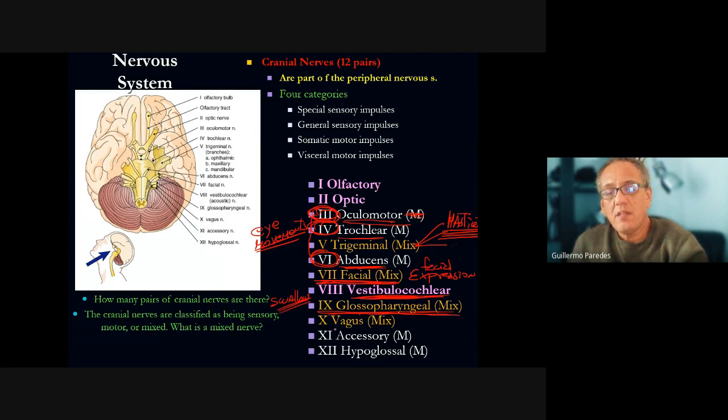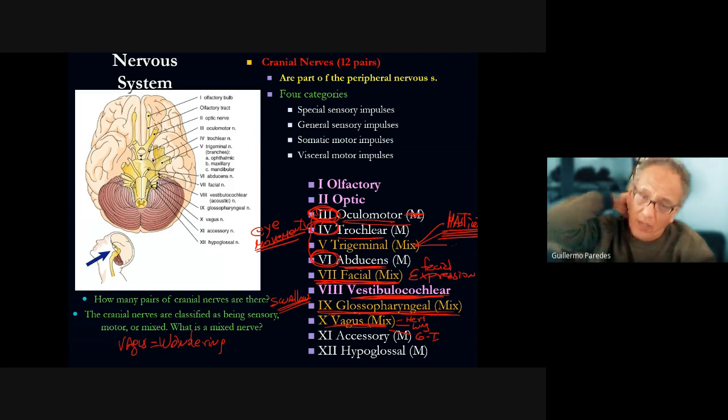Glossopharyngeal. The vagus nerve is called vagus. Why? Because this guy is wandering, walking everywhere, because the vagus nerve is going to innervate the heart, the lungs, the gastrointestinal system. See, everything. Vagus nerve.